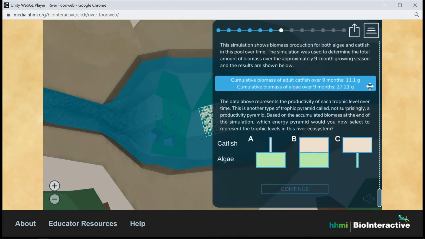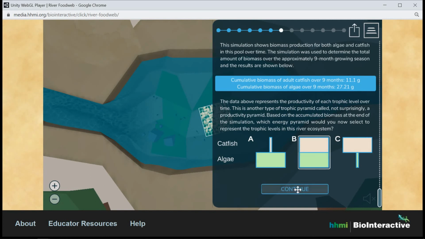So over 9 months, we have 11.1 grams of catfish. Over 9 months for algae, we have 27.21 grams of algae. So now we have a different pyramid over time, and now you're going to choose which pyramid would represent this amount of algae versus catfish. Which one is bigger, which one is smaller, based on these numbers.